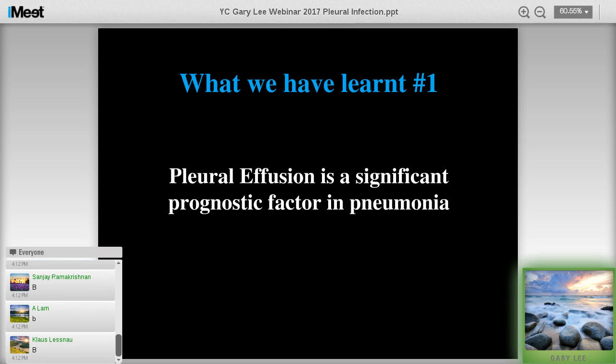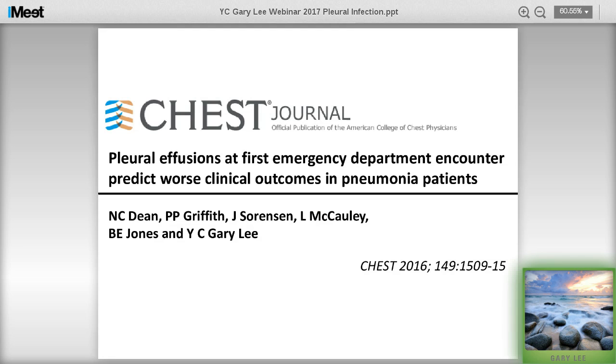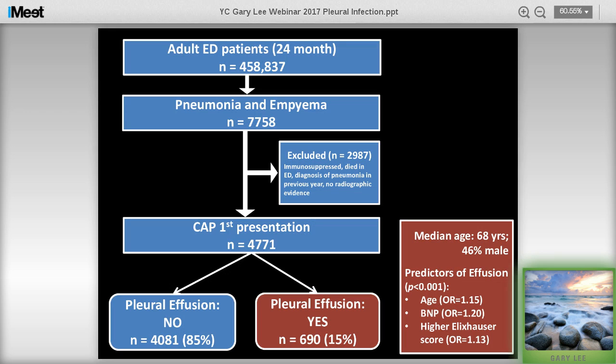So throughout the talk, I'm going to highlight a few points that I have learned over the years that are important. The first is that pleural effusion is a very significant prognostic factor in pneumonia. This is something that I've learned in the last 18 months or so. This is a project that was done by Nathan Dean. My name was on the paper, but I'm mainly there for moral support. Nathan did all the work.